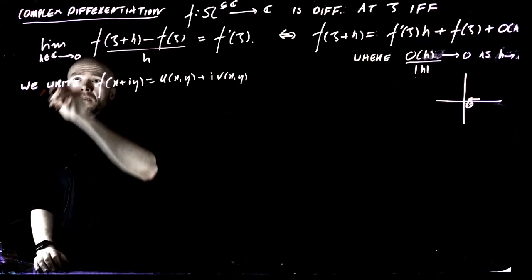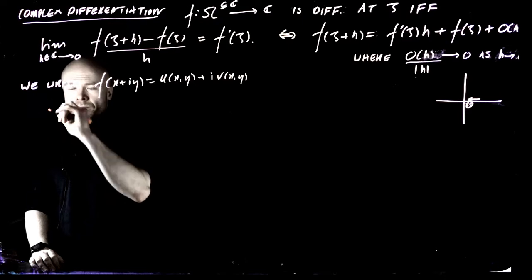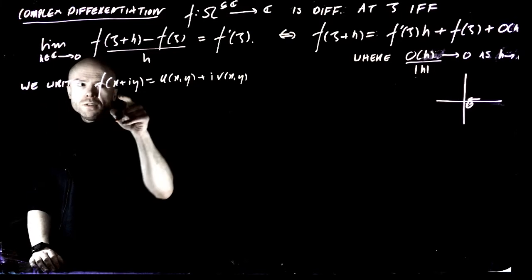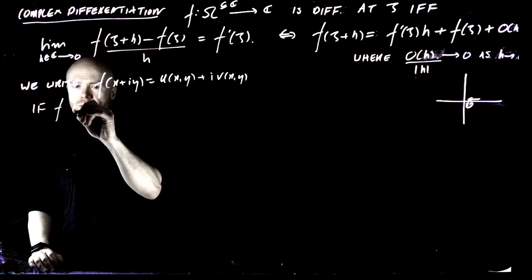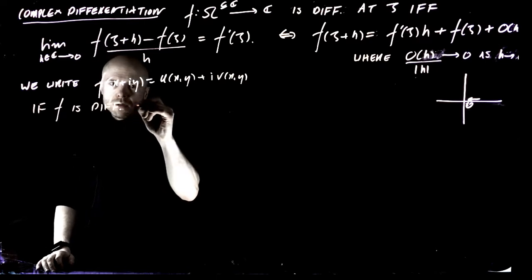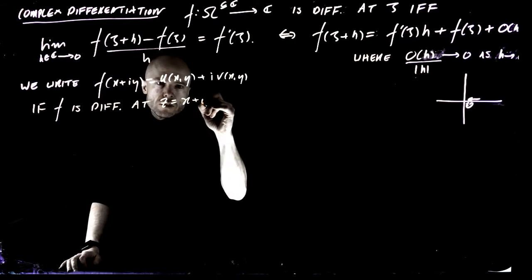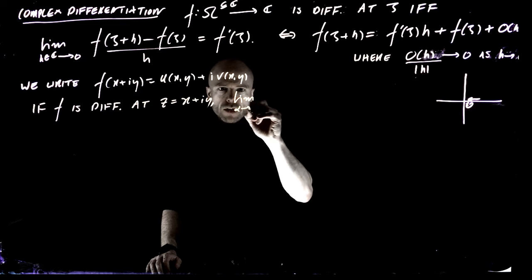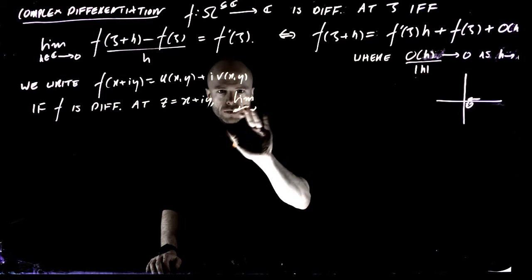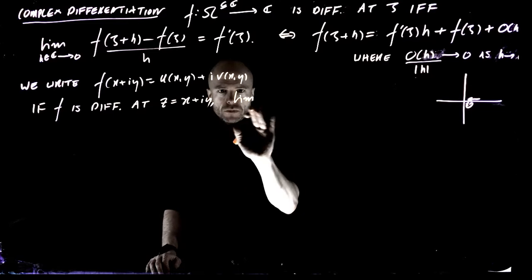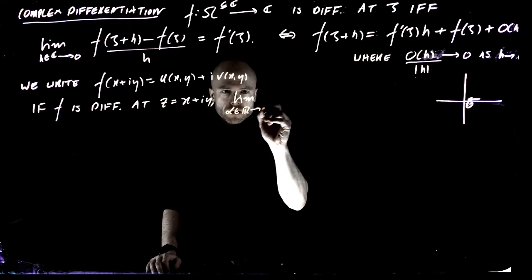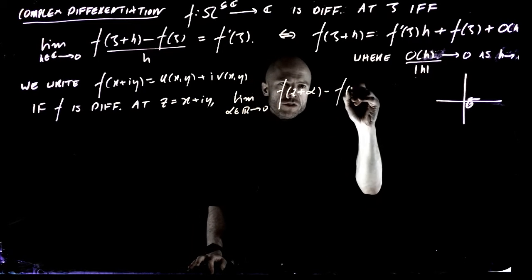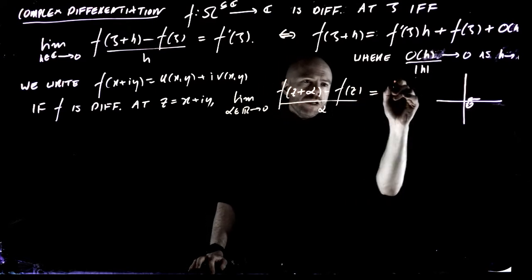So if we look at this thing, then what are we going to do? Let's take the point z to be consistent with this notation. So if f is differentiable at z equals x plus iy, then the following is true: if we take the limit as alpha goes to 0, let me emphasize that alpha is real, just a real number, alpha belonging to the real numbers, goes to 0 of f of z plus alpha minus f of z over alpha, this thing has to equal f prime of z.